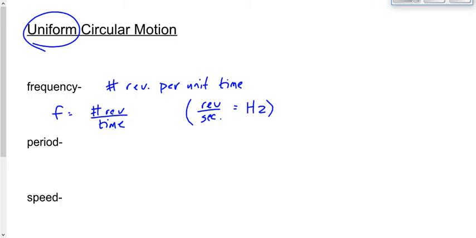So if we always convert to meters per second from a valid unit of kilometers per hour, then we're going to convert to revolutions per second from a valid unit of RPMs. Okay, even though it's valid, we're not going to use it.